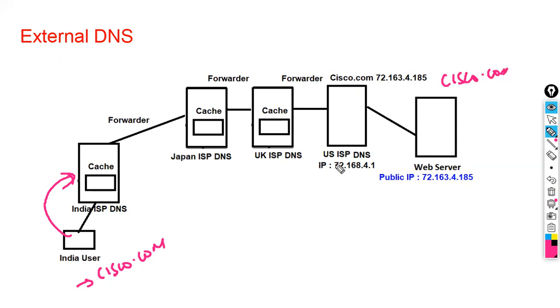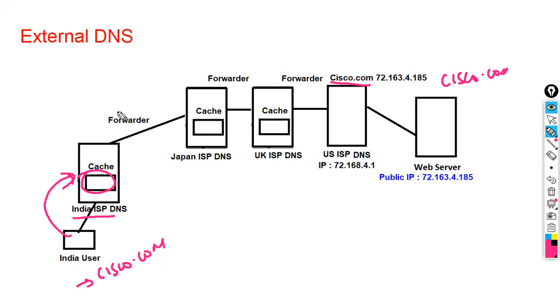Cisco.com is hosted by an ISP which is in the US. So the India ISP first, what will it do? It will check its cache. Cache means it is a temporary memory, and it will see what the IP address of this cisco.com is. Let us say it is not available. The IP address of cisco.com is not available in the cache of this India ISP.